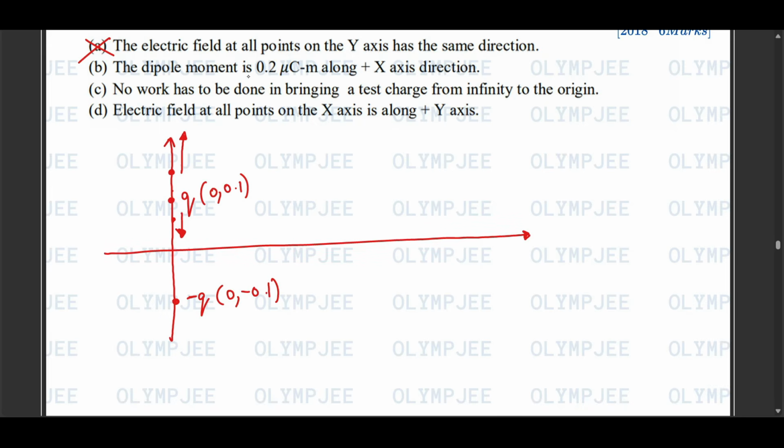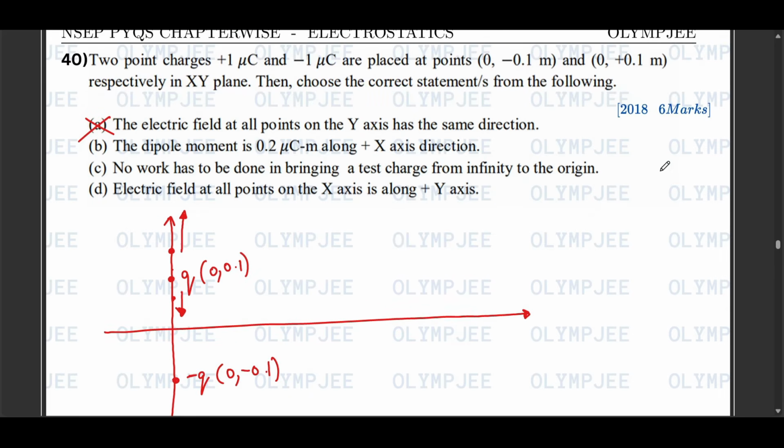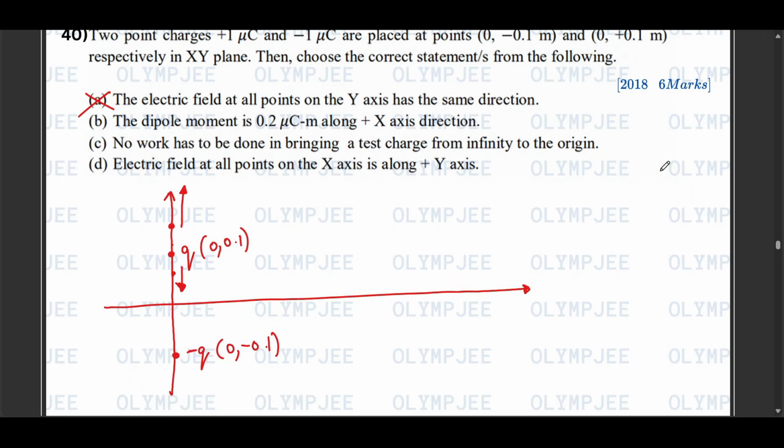B says the dipole moment is 0.2 mu C meter along x-axis. So dipole moment will be along this direction, right? Because it is from the minus q direction to plus q direction. And sorry, this was minus q and this was plus q. So reverse the directions also. So dipole moment is in the minus y direction. It is not in the x direction. So B is also wrong.